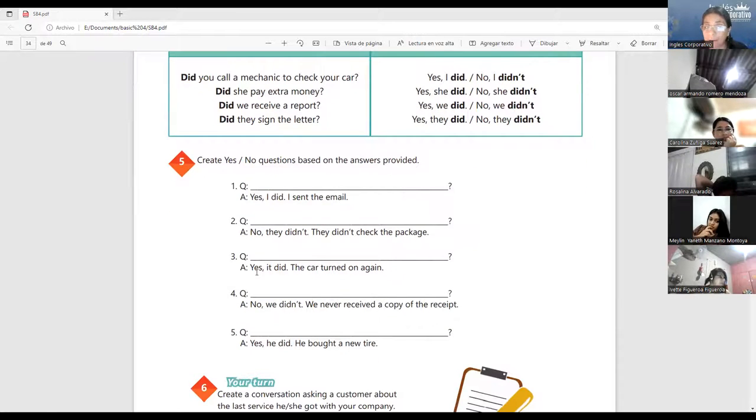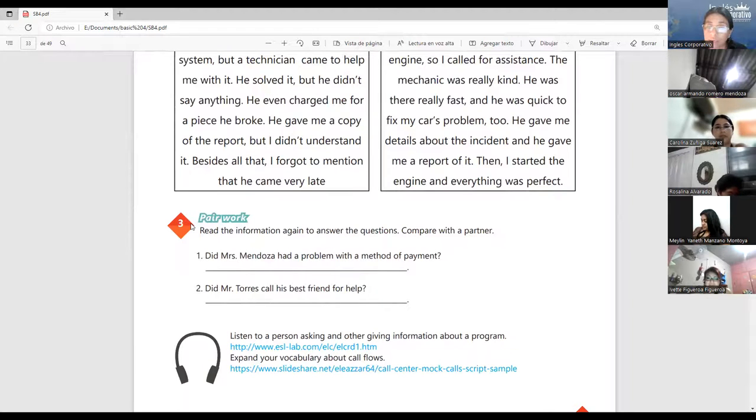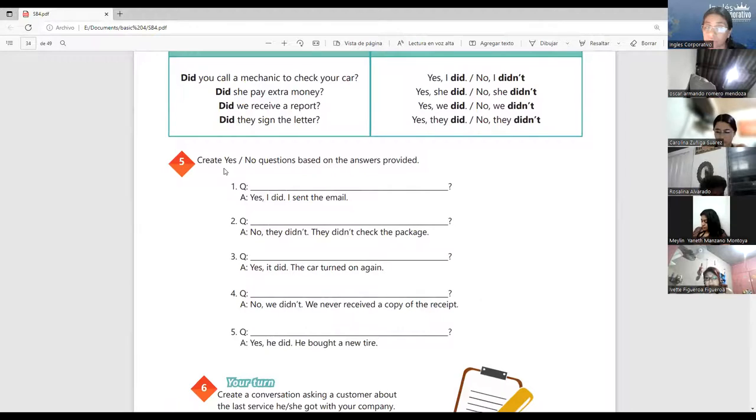Okay, ahora, acá igual tenemos respuesta. Necesito pregunta. All right, basado en la respuesta que está aquí, ustedes van a hacer pregunta. All right, entonces, trabajamos en grupo, exercise 3, 1, 2, and exercise 5, de la 1 a la 5, ¿de acuerdo? Abro grupos ahorita.